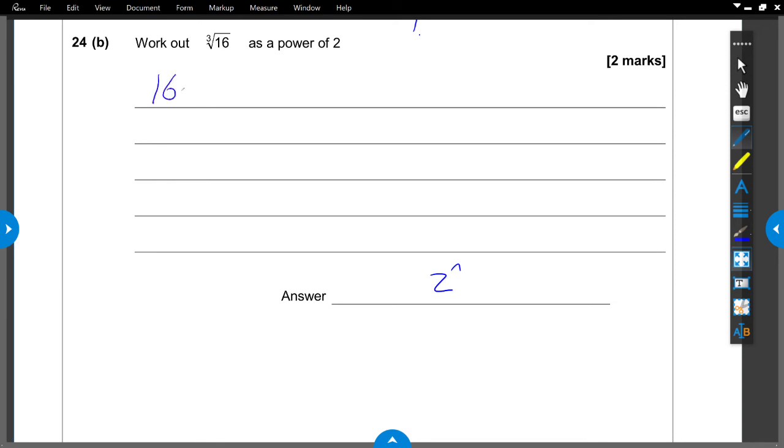So to create 16, this is an uncalculator paper. We can't really do much fancy techniques here, but we simply can just think about it as 2's times together. So 2 times 2 gives us 4, times another 2 gives us 8, then times another 2 gives us 16. So 16 is actually equal to 2 to the power of 4.